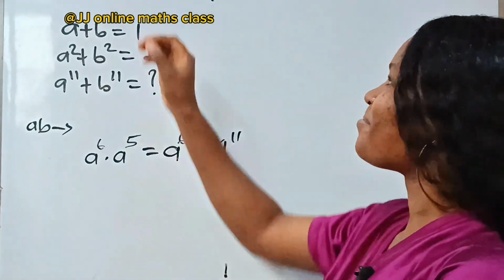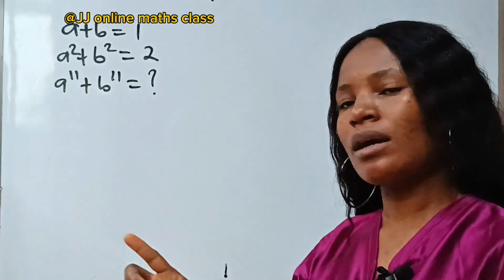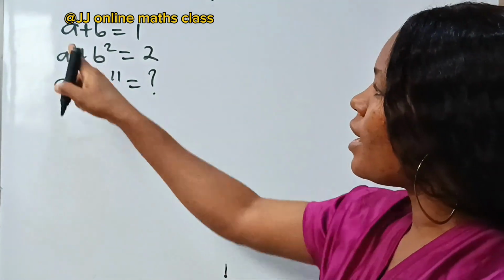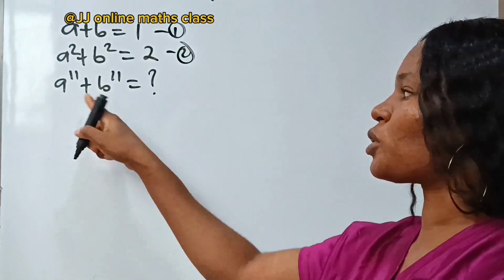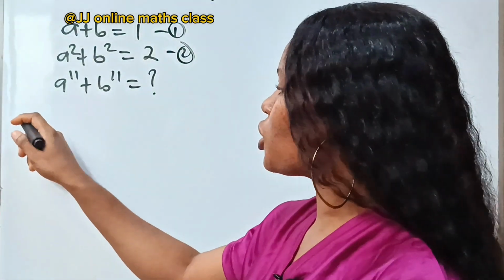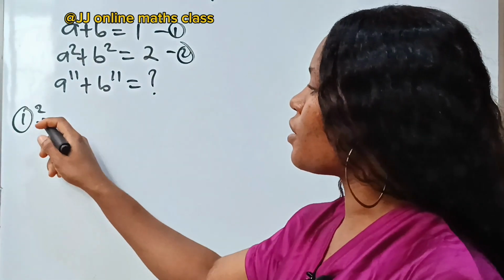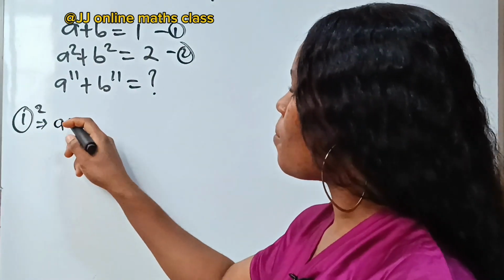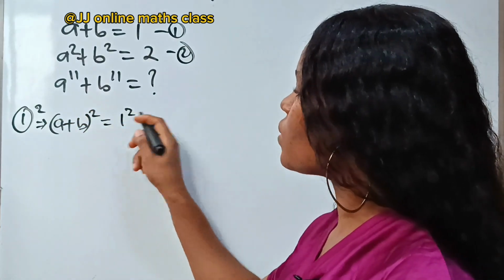Let's get to work. Like I said, we need AB, and to get that AB, let's square equation 1. Let's call this equation 1 and this equation 2. We are looking for this. So let's square equation 1. It's going to give us a plus b squared is equal to 1 squared.